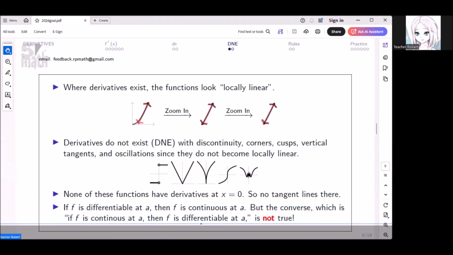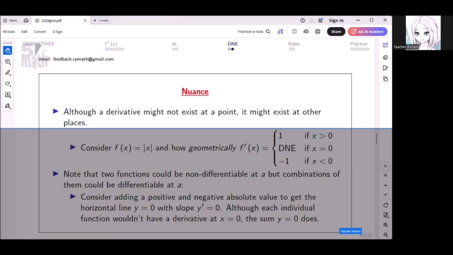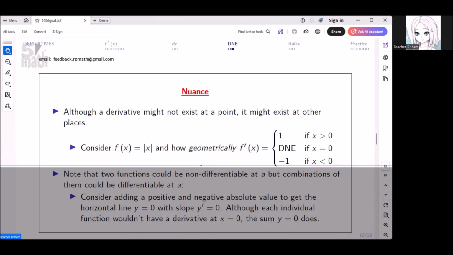If f is differentiable at a, then f is continuous at a. But the converse, which is if f is continuous at a, then f is differentiable at a, is not true. Nuance: although a derivative might not exist at a point, it might exist at other places. Consider f of x equals absolute value x, and how geometrically f prime of x equals this.